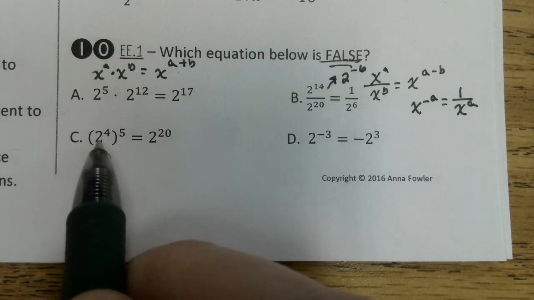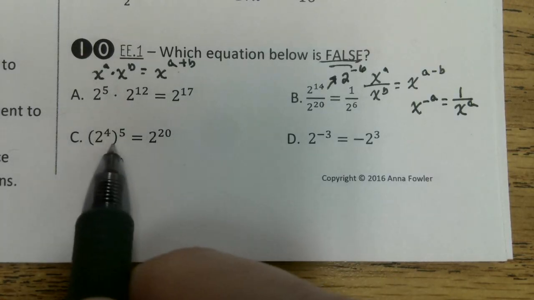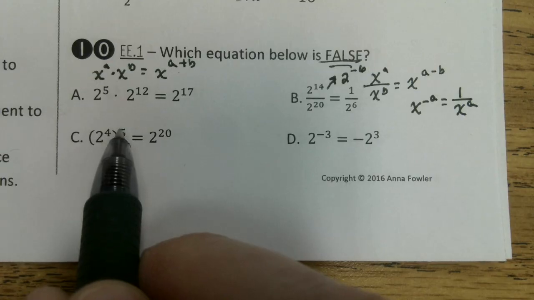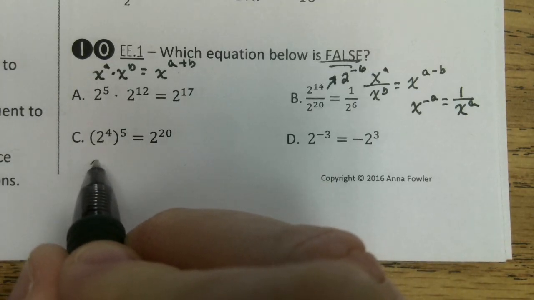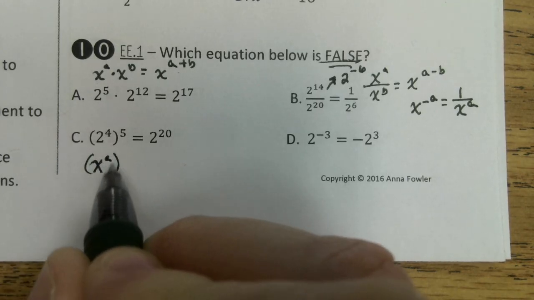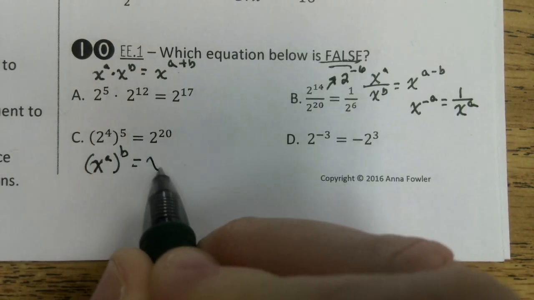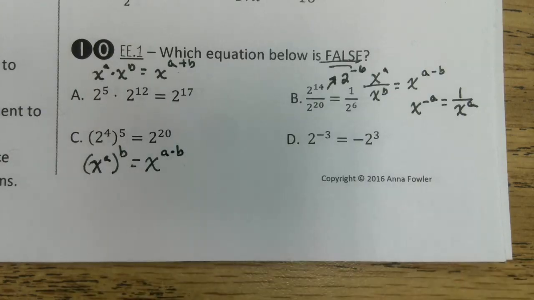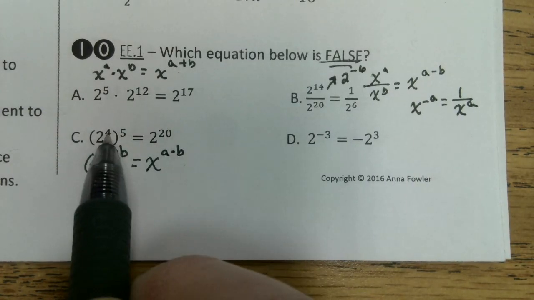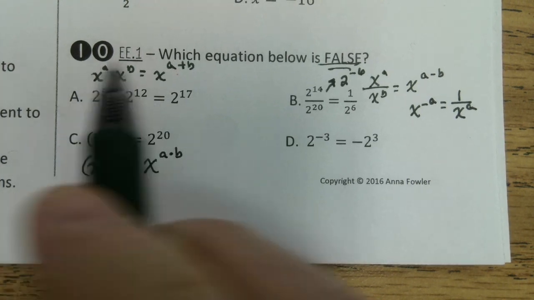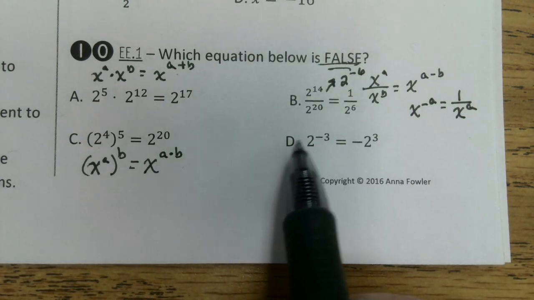We also learned way back in September a lot of properties of exponents, that if we're taking a power to another power, we multiply the exponents. So x to the a raised to the b is x to the a times b. True statement here. 4 times 5 is 20, so 2 to the 4th to the 5th is 2 to the 20th power. All three of those are true.